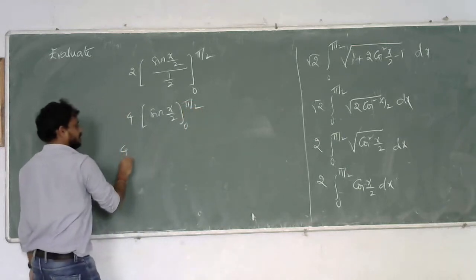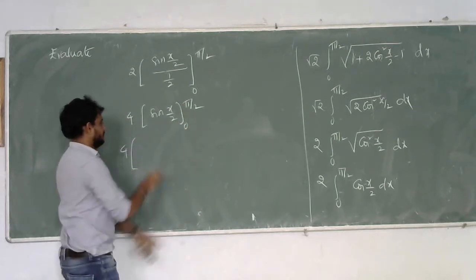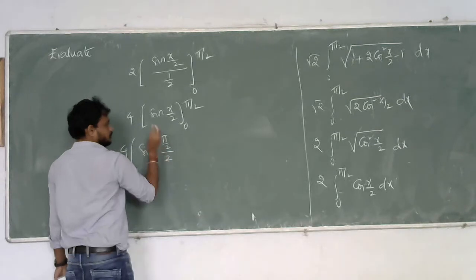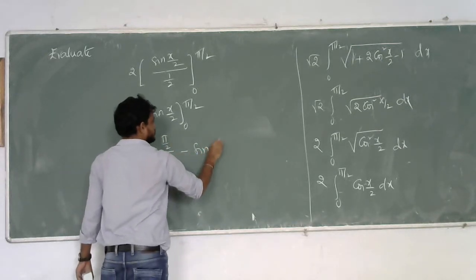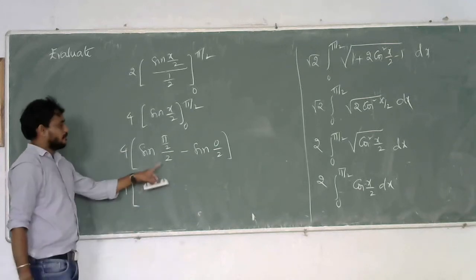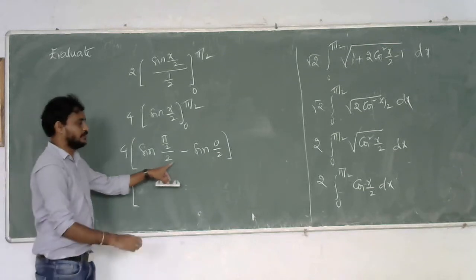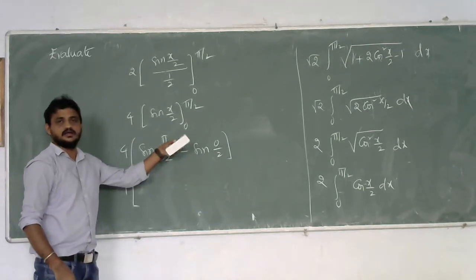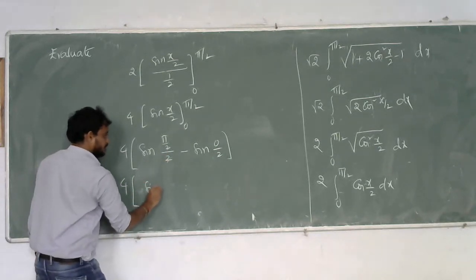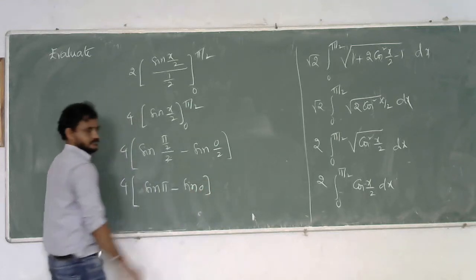Now let us apply the limits. First, apply the upper limit pi by 2 in place of x. So sin of pi by 2 by 2, minus the lower limit sin 0 by 2. 4 into here, sin of pi by 2 by 2. That means we can write it as 2 by 1, take this 2 by 1 to the numerator, 1 by 2. That means 2 and 2 get cancelled. So you will get sin pi only. Sin pi minus sin 0 by 2 is 0.